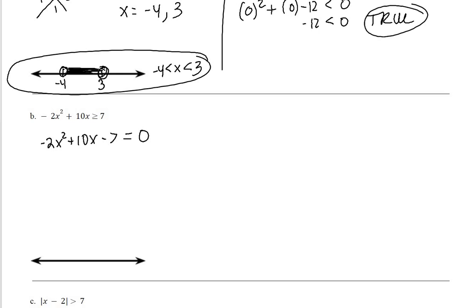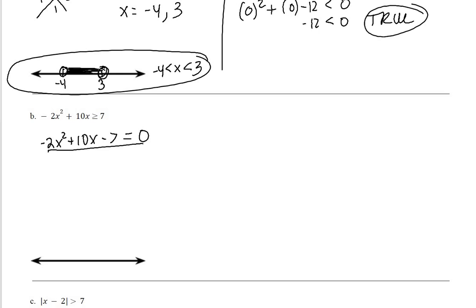Okay. I wonder if this will factor. I sort of don't think it will. Let's see. Is there anything that multiplies to 14 and adds to 10? No? Cool. I don't like the quadratic formula very much, personally. I'm going to complete the square.